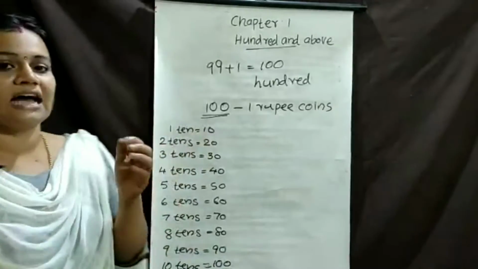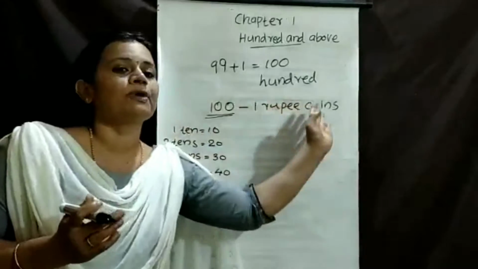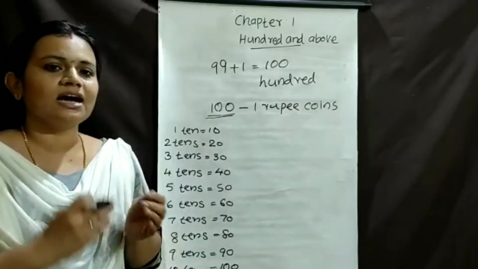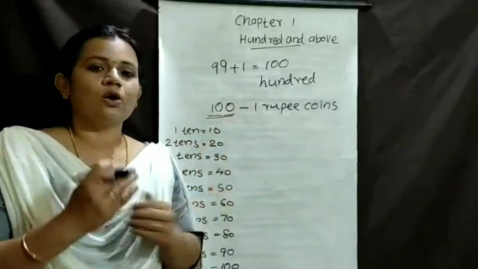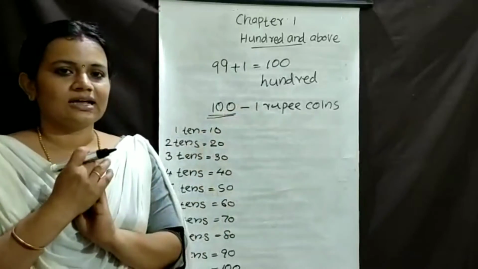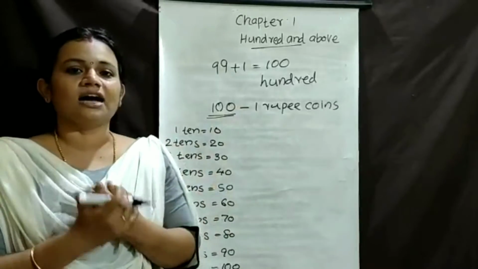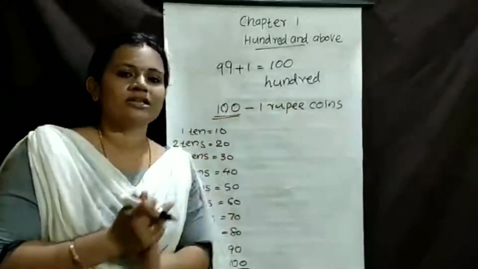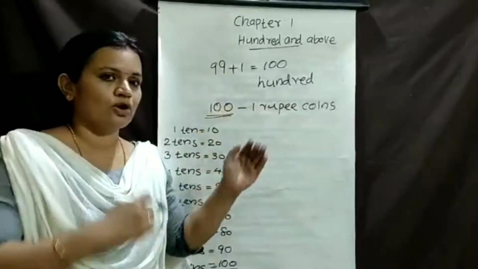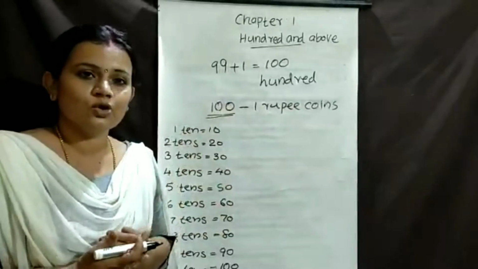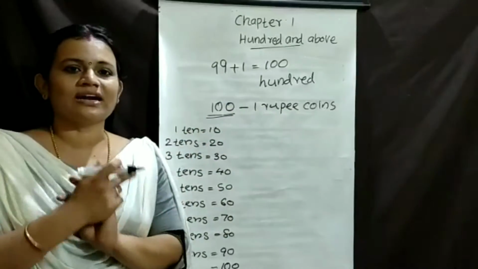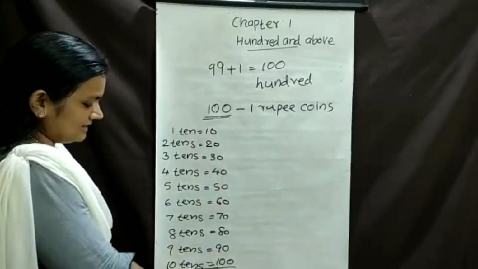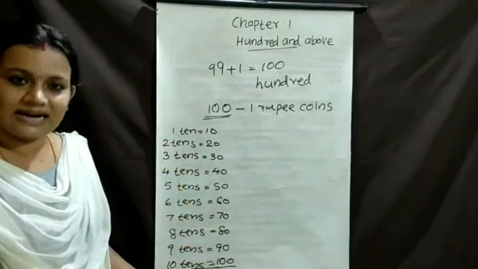We already discussed Adira has 101 rupee coins. She will make groups of 10. Then how many groups will she get? 10 groups, because 10 tens equal 100.